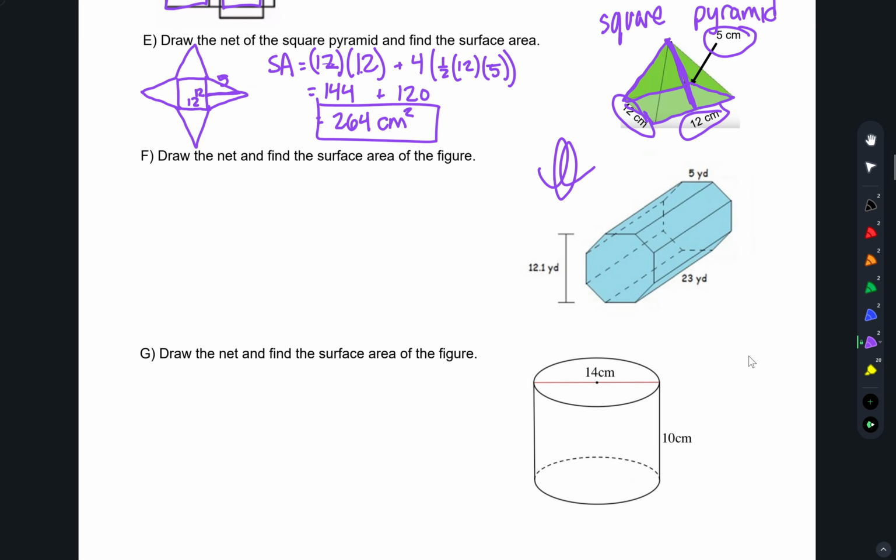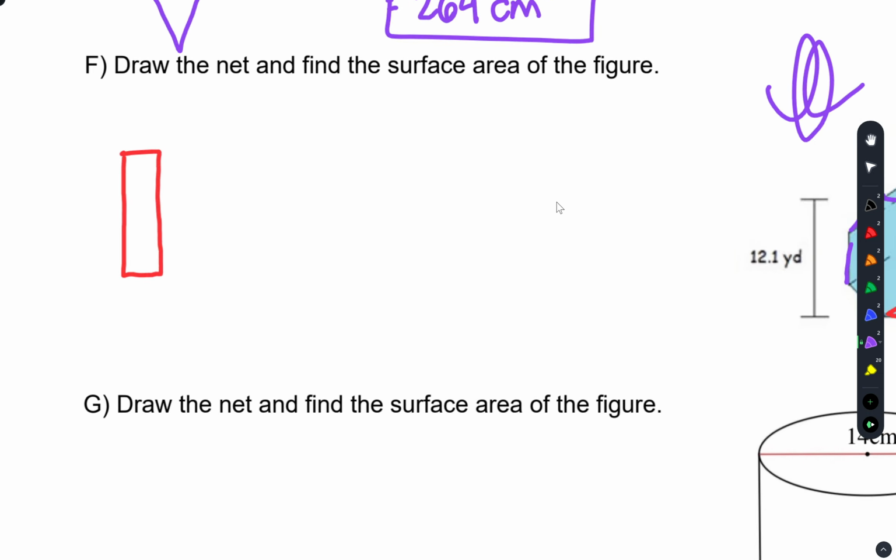Things get a little bit weird when we have more complicated shapes. So if I take a look at this guy, I see 2 bases. Each one of those bases is an octagon. Again, I like to start with the piece that's on the table. Not really a table, but like you're imagining it's on the table. So I'm going to start with that little rectangle right there. And then from that rectangle, I'm going to unfold those octagons.